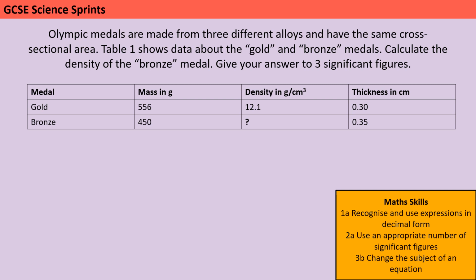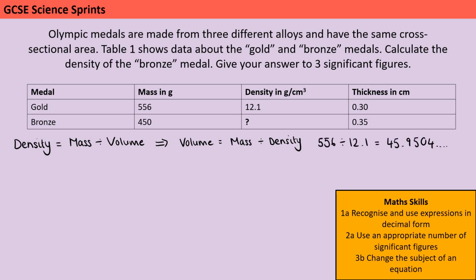So first up, let's use the density equation that we know. Density is mass divided by volume, and we're going to rearrange this to try to work out the volume of the gold coin. So volume is mass divided by density, therefore the volume of the gold coin is 45.95 something.